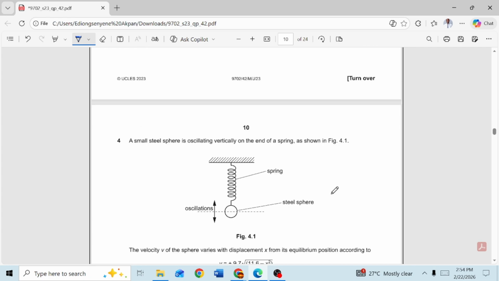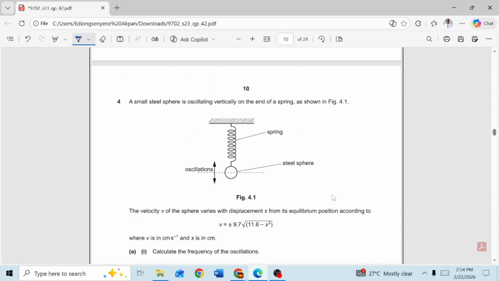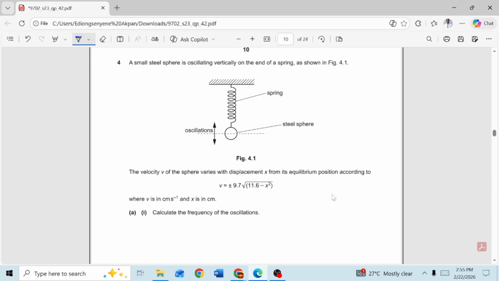The oscillation question. A small steel sphere is oscillating vertically on the end of a spring as shown. The velocity v of the sphere varies with displacement x from its equilibrium position according to v equal to plus or minus 9.7 square root of 11.6 minus x squared. Calculate the frequency of the oscillation.